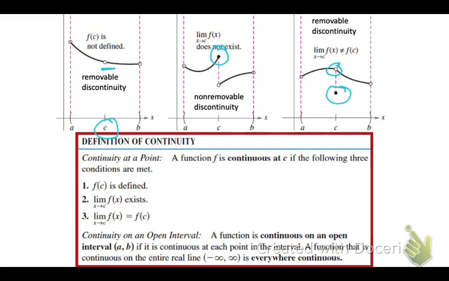And then it just says continuity on an open interval. A function is continuous on an open interval from A to B if it is continuous at each point in the interval. A function that is continuous on the entire real number line is everywhere continuous. Now, what if I said, is the first function continuous between A and E? Yes.